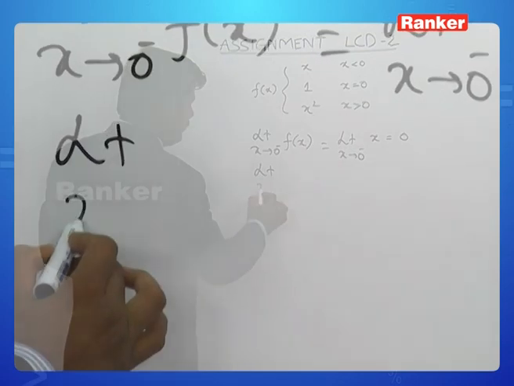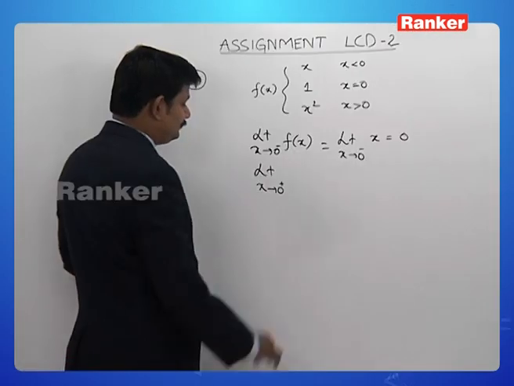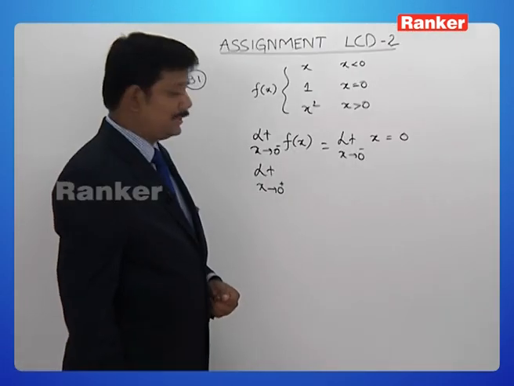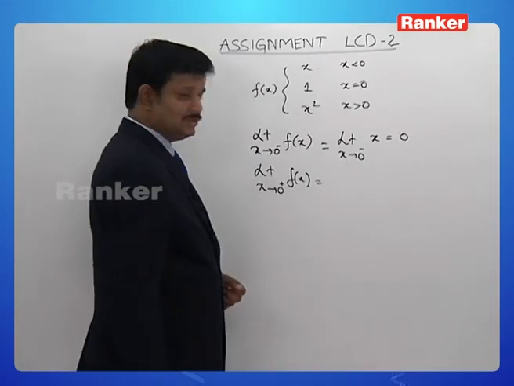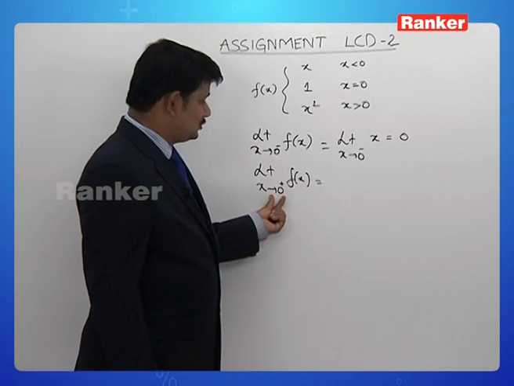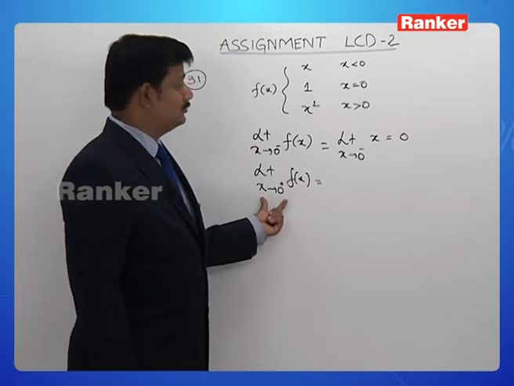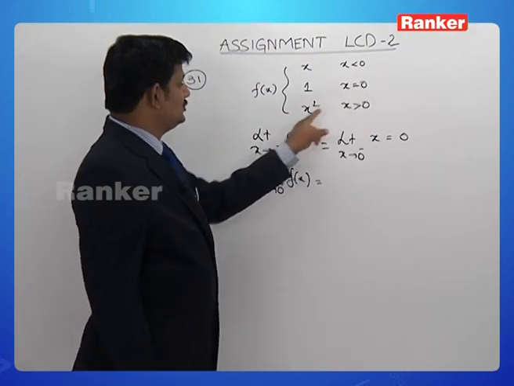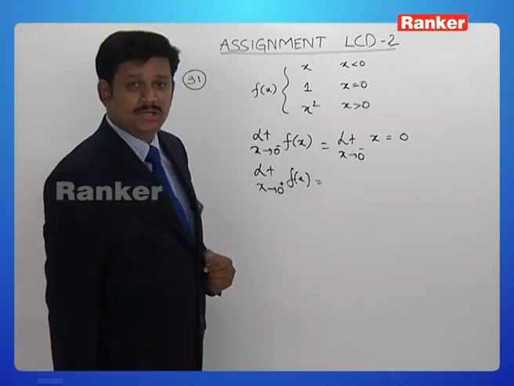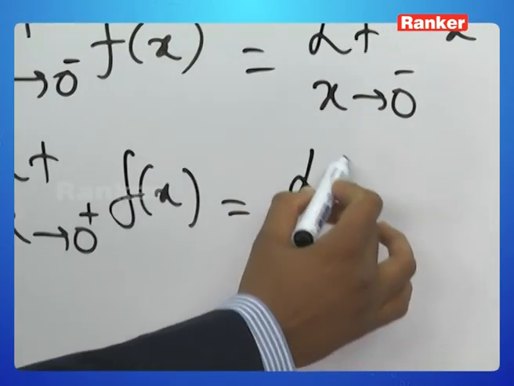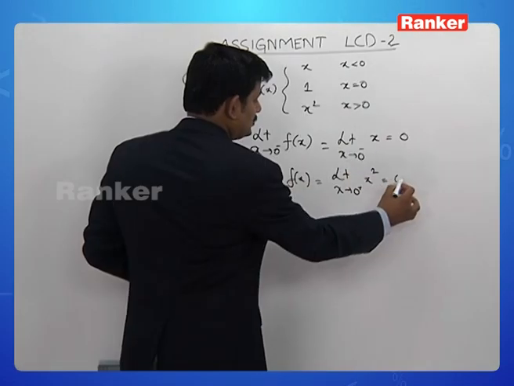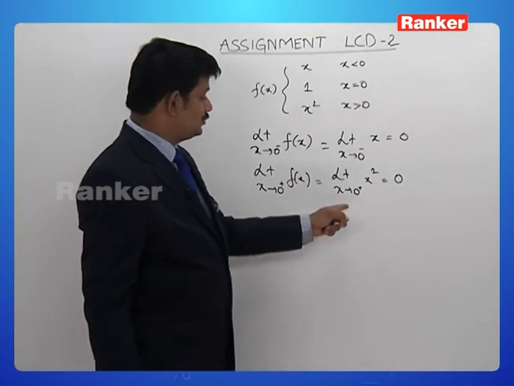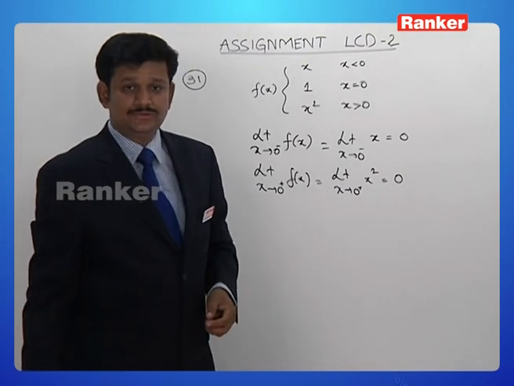Similarly, let us evaluate the right hand limit. Limit x tending to 0 plus of f of x: as x tends to 0 plus, x is slightly greater than 0, and whenever x is slightly greater than 0, f of x is defined as x square. So, this limit would be limit x tending to 0 plus of x square, which is again 0. As x tends to 0 plus, x square also tends to 0.